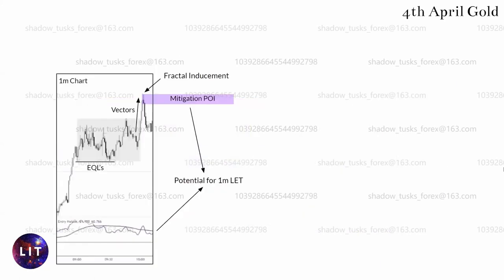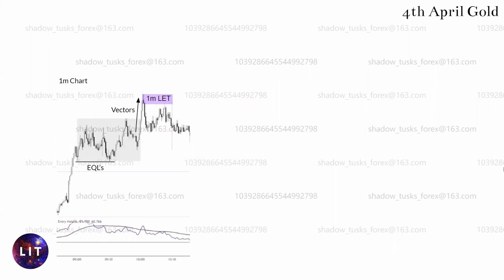Now let's see the reaction, what it gives us first. Perfect. So we get our 1M let. As you can see over here, perfect 1M let. Reaction's a little bit messy, I'll be honest. It's a bit of a choppy reaction. Nevertheless, it did hit our target over here as a pullback trade.